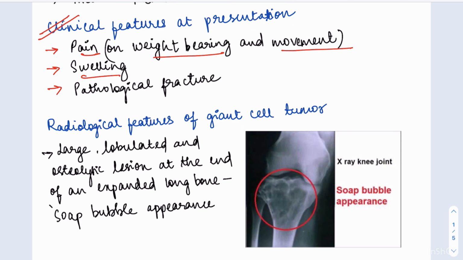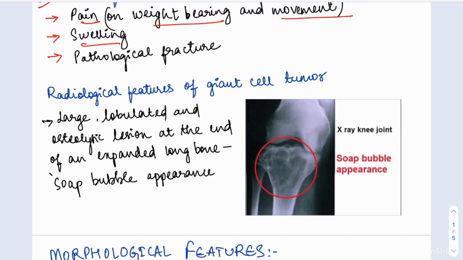Now let's talk about the radiological features of giant cell tumor. Giant cell tumor appears as a large, lobulated and osteolytic lesion at the end of an expanded long bone. So when we take an X-ray of the knee joint of a patient suffering from osteoclastoma, the end of the long bone appears to be expanded like this, which is nothing but a soap bubble appearance. That is the most common characteristic radiological feature of the giant cell tumor, that is, there is an expanded end of the long bone.